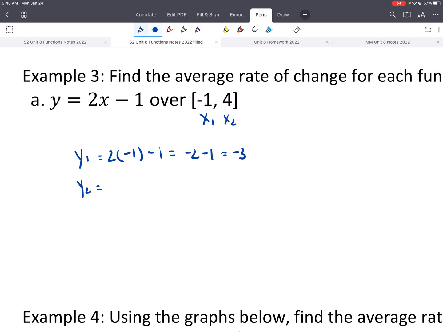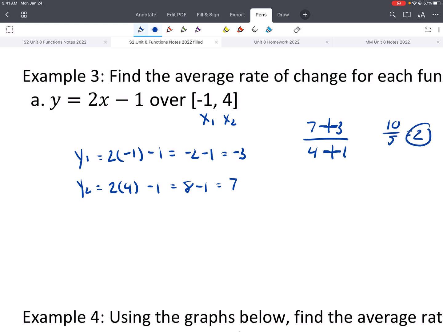And then for y2, we'd plug x in for 4, or 4 in for x. So 2 times 4 minus 1 gives you 8 minus 1, which is 7. And then we can use the slope formula. So y2 minus -3, so that's 2 negatives, gives you a positive. And then we do x2 minus x1, which is a -1, gives another double negative. So we'd get 10 over 5, which is 2.